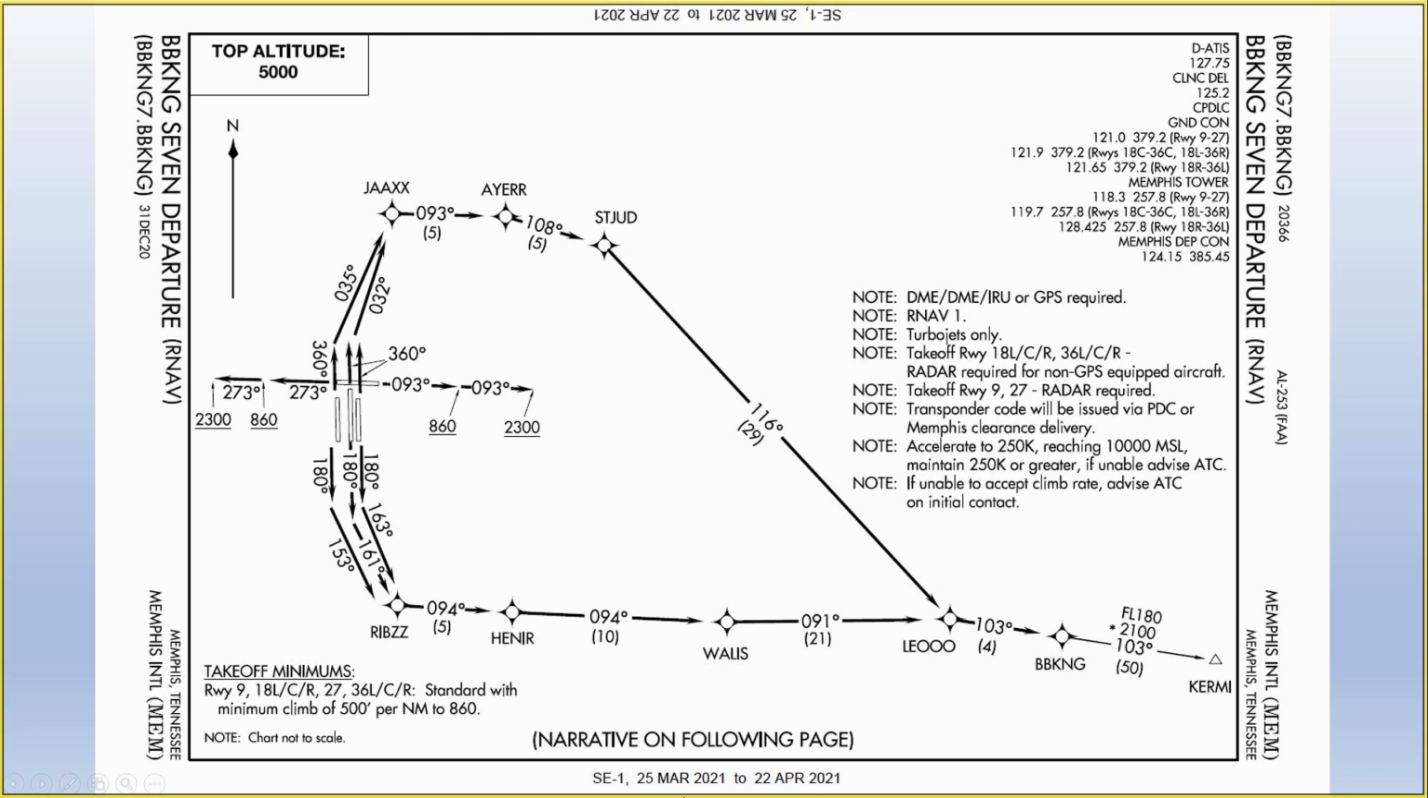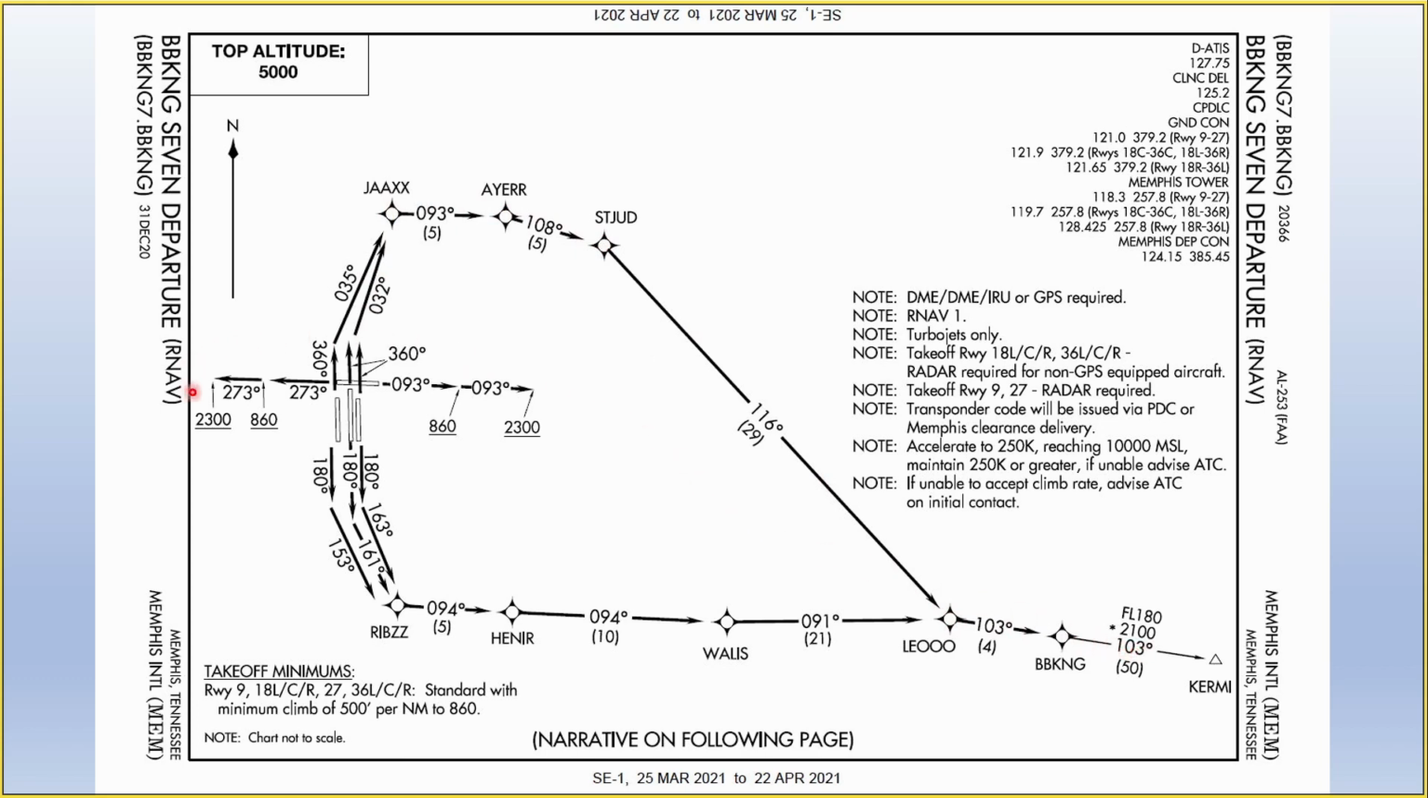out. So an example of this type of departure would be the BB King 7 departure out of Memphis International and Memphis, Tennessee. You can see there are different routes that you will fly based on the runway that you're taking off of. For example, if you're taking off of 18 left, you'd fly a 180 heading to intercept a 163 course to Ribs, then Henier, then Wallace, and then Lilu, and enjoy the common departure after that. Or if you're going off a 36 right, you would fly a 360 heading to join a 032 course to Jax, and then Ayer, and then Stud, and then Lilu to join the common departure route.